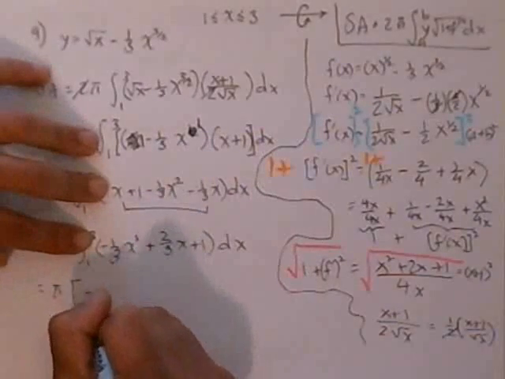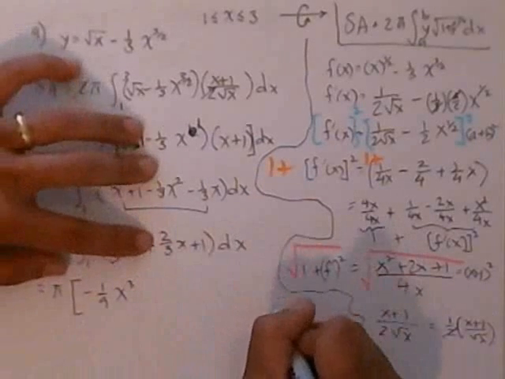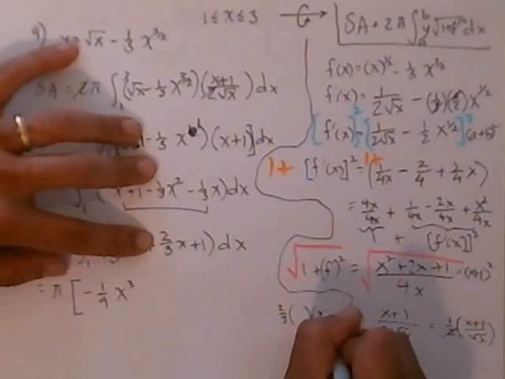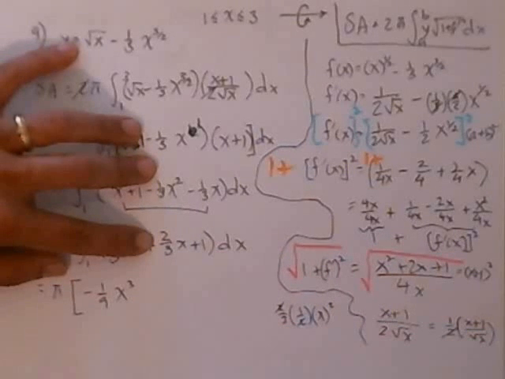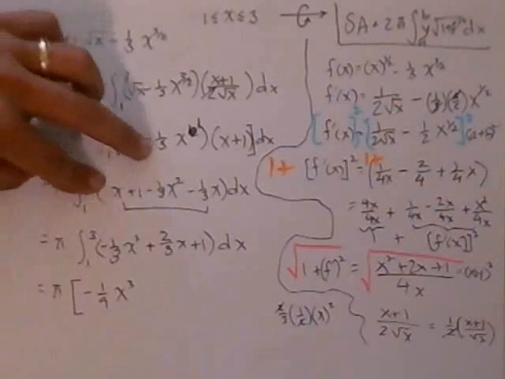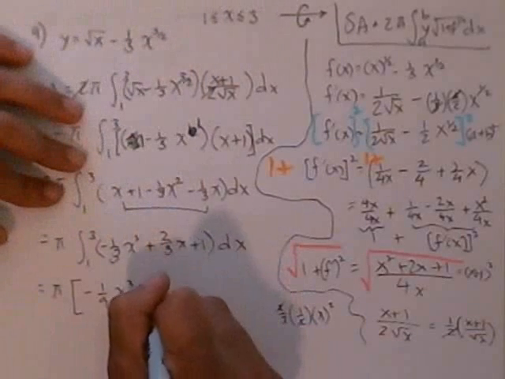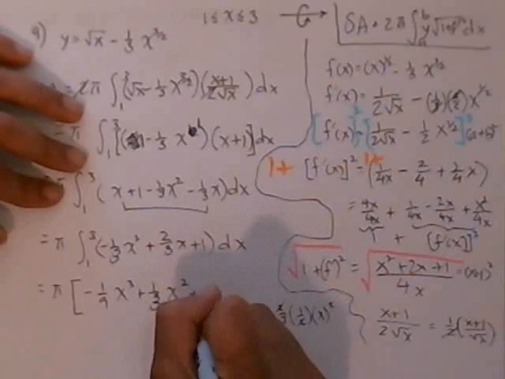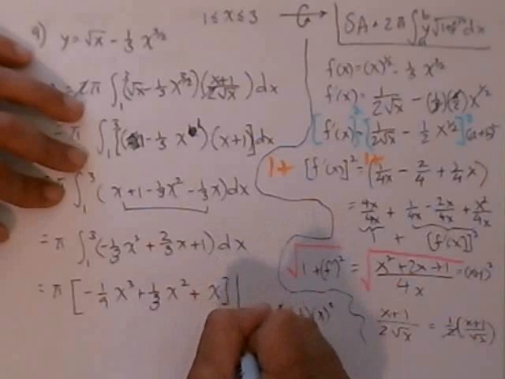Multiplied by 1/3, it's going to be negative 1/9 x cubed. Now this one, 2/3 times something: x to the plus 1 is 2, the 1/2 cancels. Plus 1, is it 2/3? x minus 1/3 is 2/3. Okay, so it's going to be plus 1/3 x squared. And then the integral of 1, the constant, is just x. We're going to evaluate from 1 to 3.